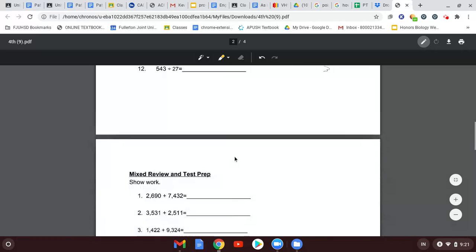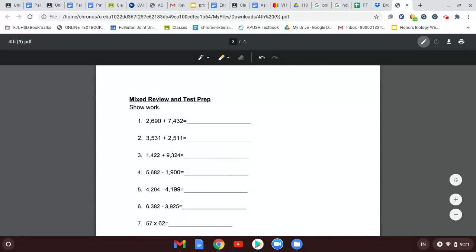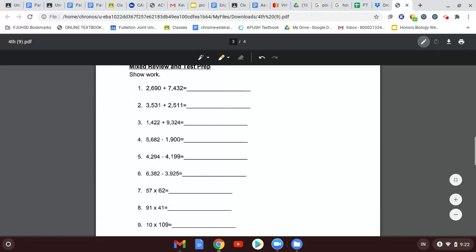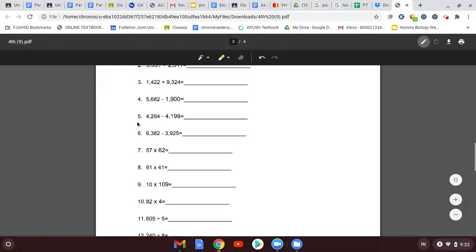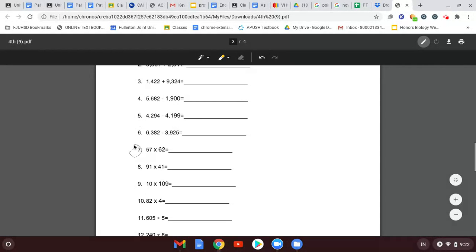Okay. Now let's go on to the third page. Let's start with this multiplication. So 57 times 62. First we go with the number on the bottom right, which is 2. 2 times 7 is 14. Then 2 times 5 is 10. Carry the 1, which is 114. We're going to put the 0.